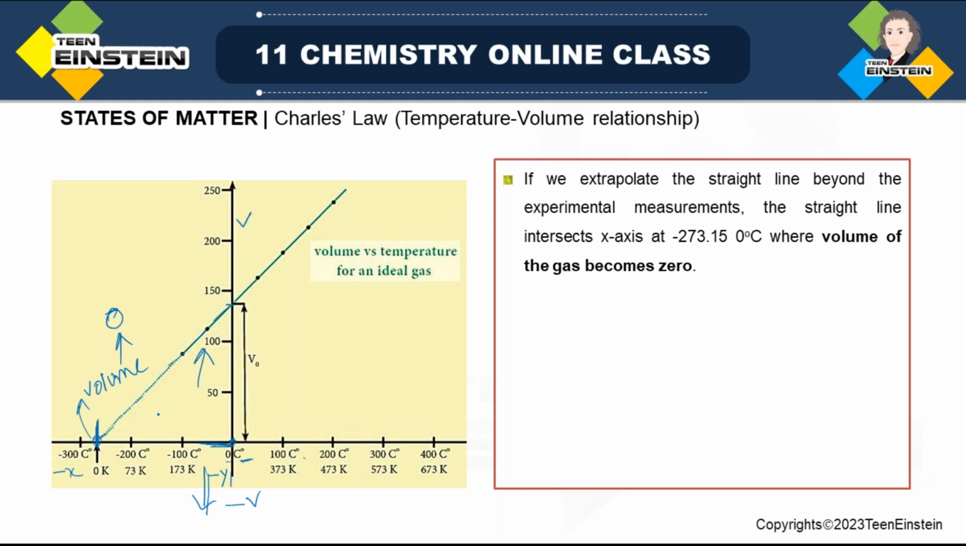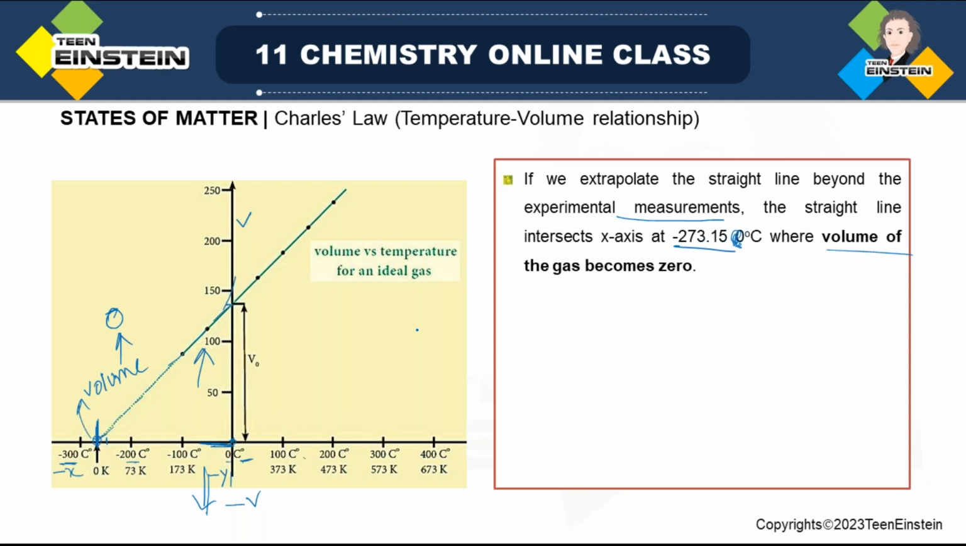So when you extrapolate the straight line beyond the experimental measurement, suppose this is the point up to which the experimental measurement was made, but if we extrapolate, it cuts the x-axis on the negative side, obviously at minus 273.15 degrees centigrade. And at this point the volume of the gas is 0, which is clear from this picture. Here you can see this value is between minus 300 and minus 200, after minus 250. So it is minus 273.1. This is the observation when we extrapolate this line.